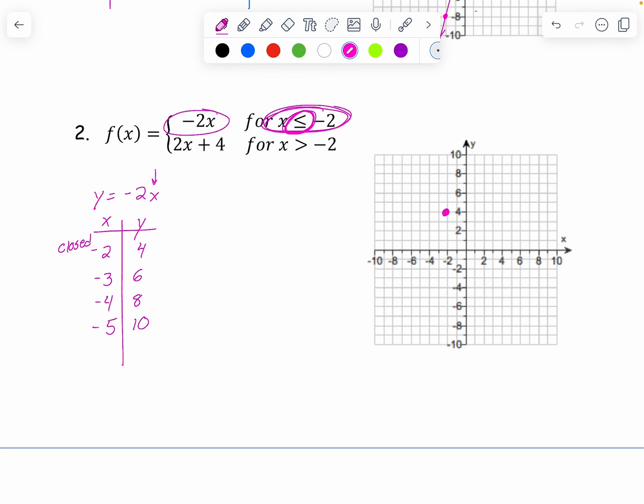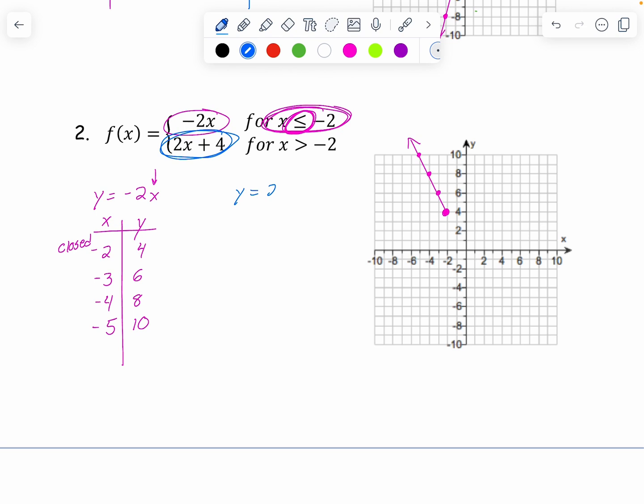Then we have just a normal point at negative 3, 6. And then another one at negative 4, 8. And then another one at negative 5, 10. So from our closed circle, we go up through our points, and we've got our line there for that first piece. All right, first piece is done. Now we go on to the second piece.